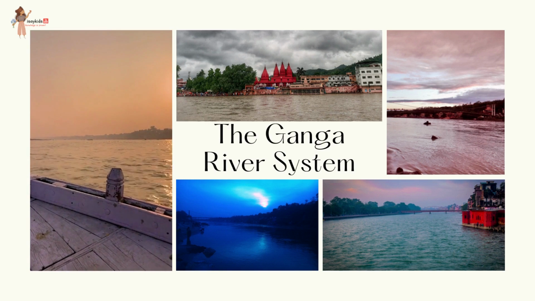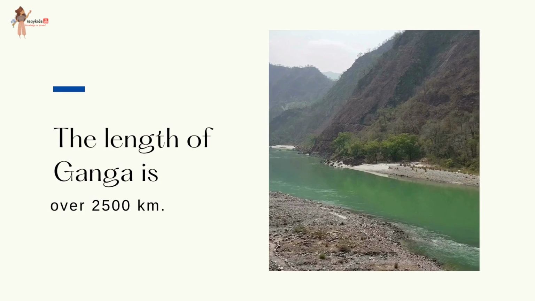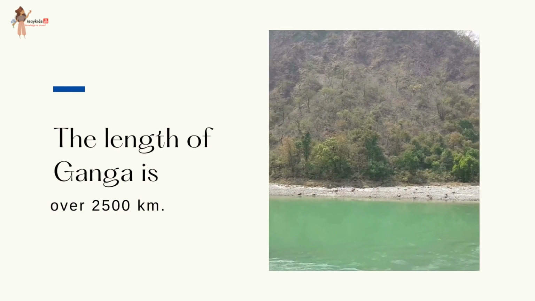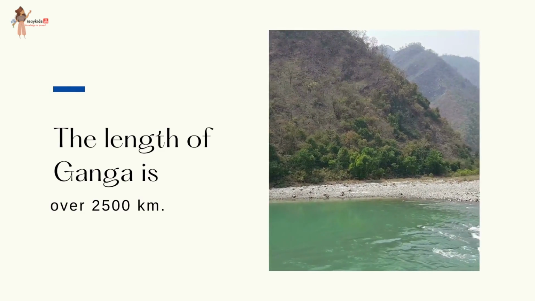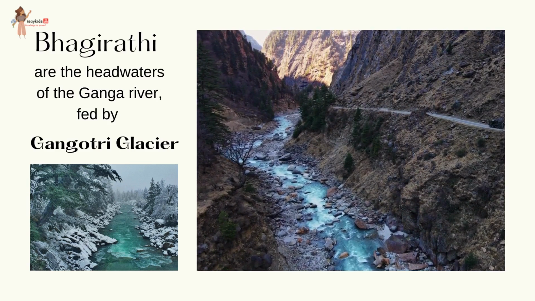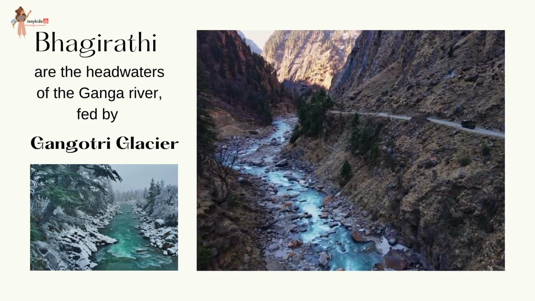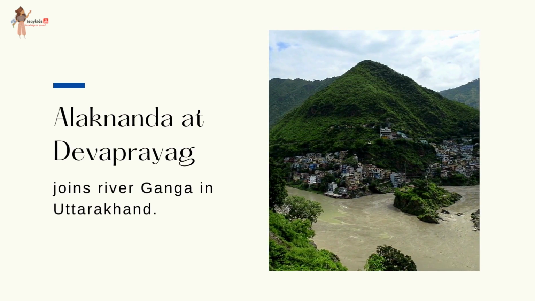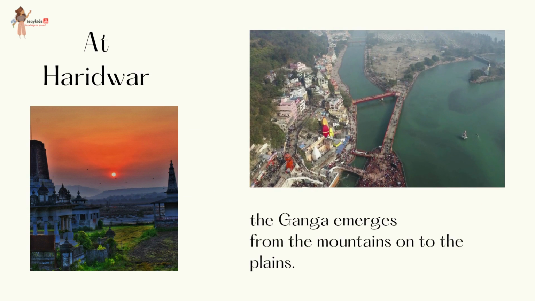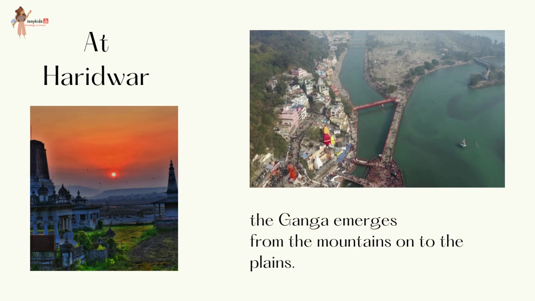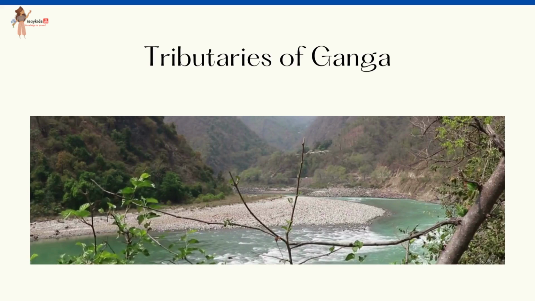The Ganga River System. The length of the Ganga is over 2,500 kilometers. The headwaters of Ganga, called Bhagirathi, is fed by the Gangotri Glacier. It is joined by Alaknanda at Devprayag in Uttarakhand. At Haridwar, the Ganga emerges from the mountains onto the plains.